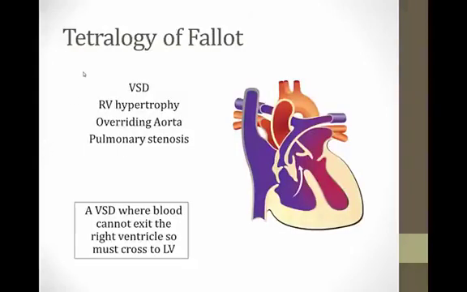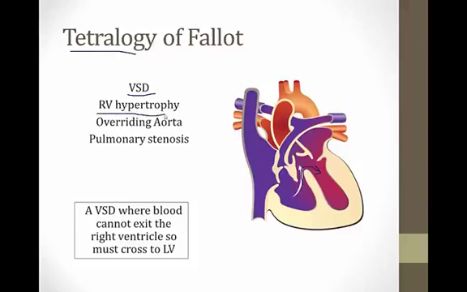So let's begin by talking about tetralogy of Fallot. Tetralogy of Fallot is a constellation of 4 findings, and that's why it's called a tetralogy, and it's named after Fallot, the physician in the 1800s from France who first described it. The 4 components of a tetralogy of Fallot are: first, a VSD, and there's a drawing over here which shows the connection between the right ventricle and the left ventricle that represents the VSD.